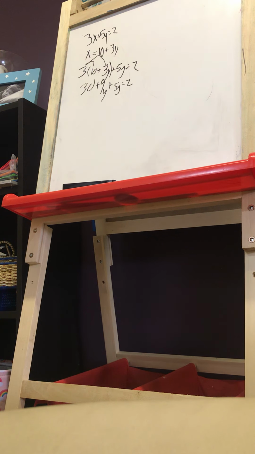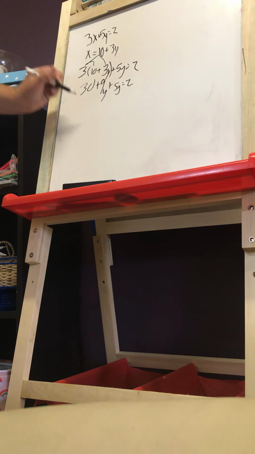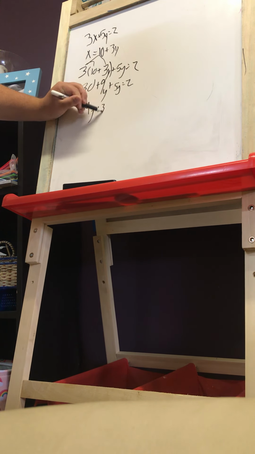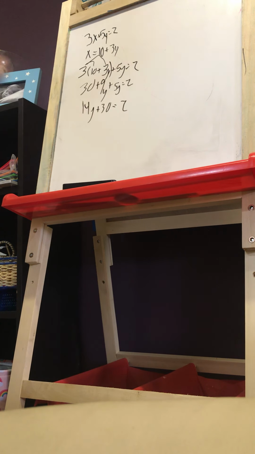So, now that you've done that, you can add like terms. Obviously, 30 doesn't have a y, so it's not a like term. But 9y and 5y are like terms. So you can add them together and get a total of 14y. So 14y plus 30 equals 2.